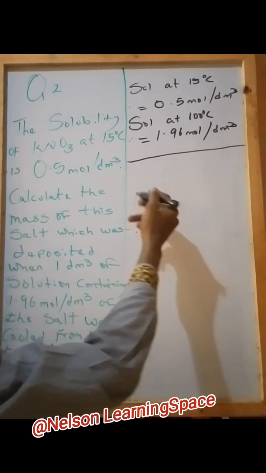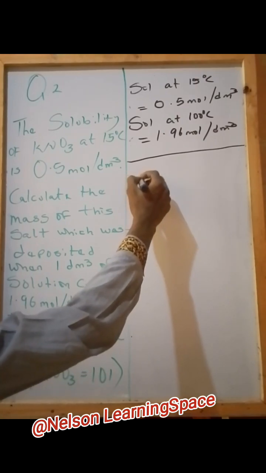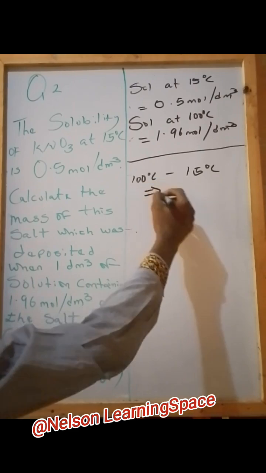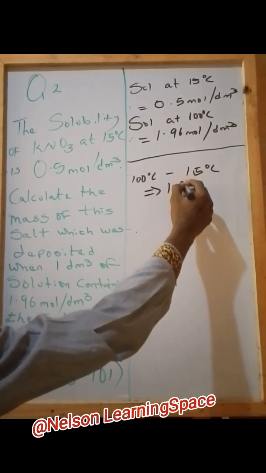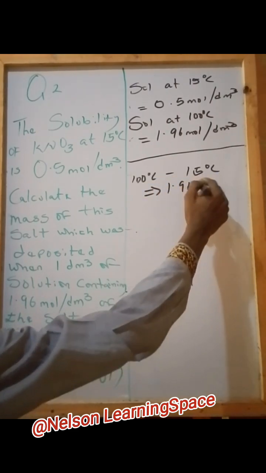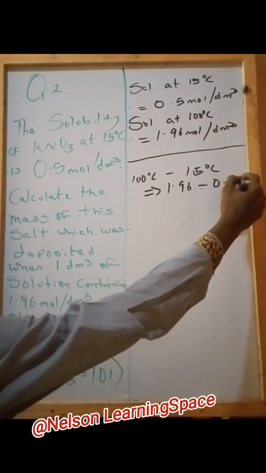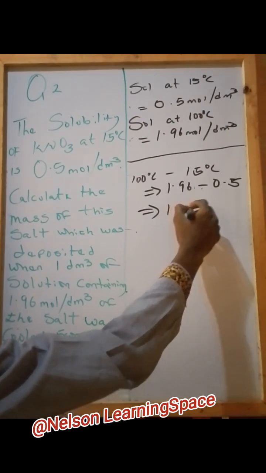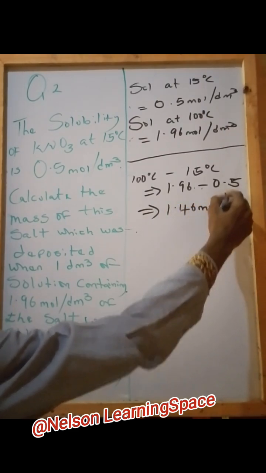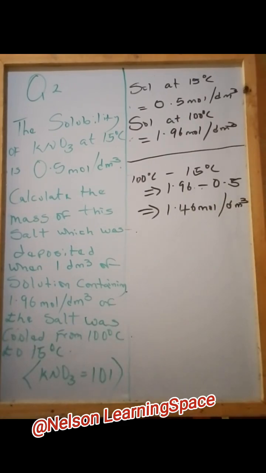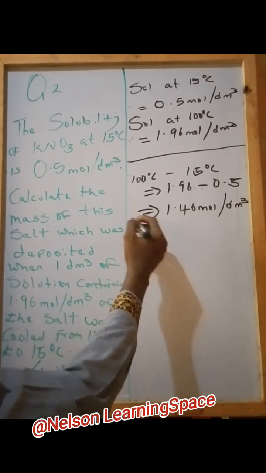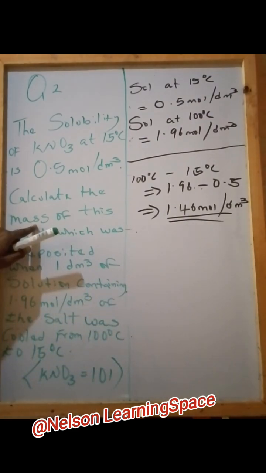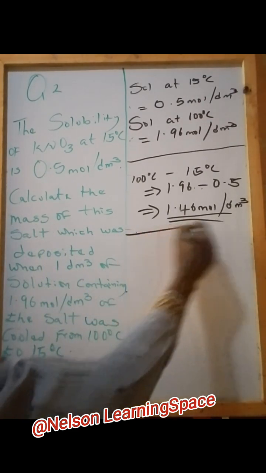So what do we do here? Let's get the solubility now, the one in between, which is 100 degrees Celsius minus 15 degrees Celsius. That will give us a solubility of 1.96 minus 0.5. If you subtract it, the solubility you'll be getting is 1.46 mole per dm cube. So after I've gotten the solubility, we'll be using this solubility to look for the mass here. I hope you're following.